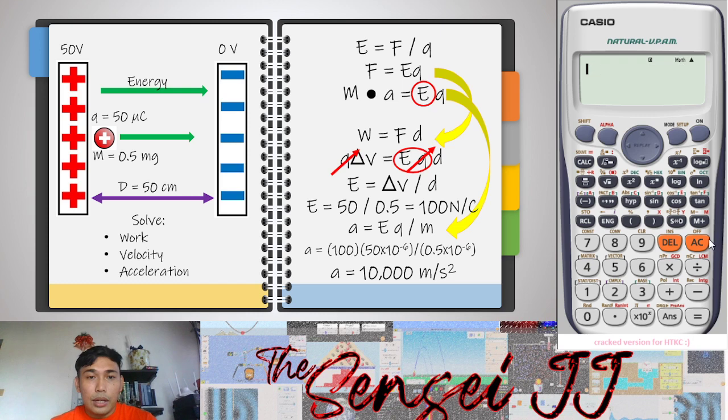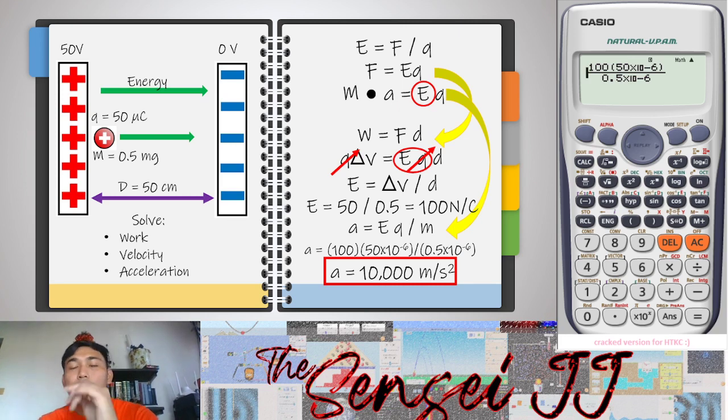To see if it is really 10,000: we have here our acceleration, 100 multiplied by 50 times 10 raised to negative 6 for our charge, and 0.5 times 10 raised to negative 6 for our mass. And we will have our answer of 10,000 meters per second squared for our acceleration. Okay, so we got our acceleration.